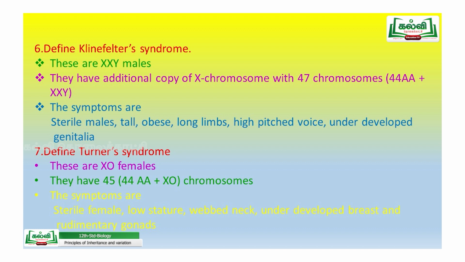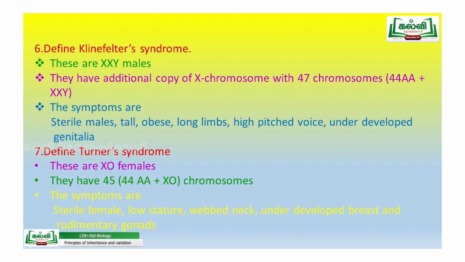The seventh one, define Turner syndrome. These are XO females. They have 45 chromosomes instead of 46 chromosomes, out of which 44 are autosomes and they have only one X chromosome and no Y chromosome is present. No other X chromosome is present. So, these are called Turner syndrome.